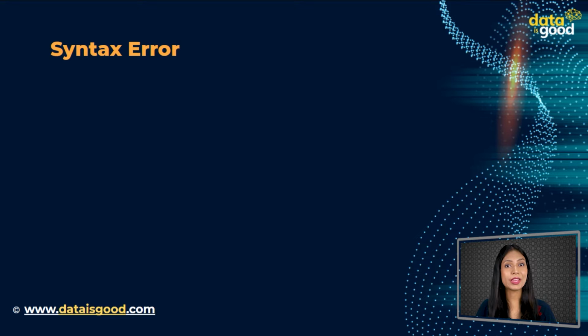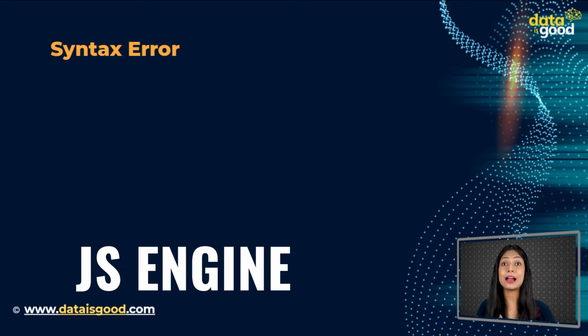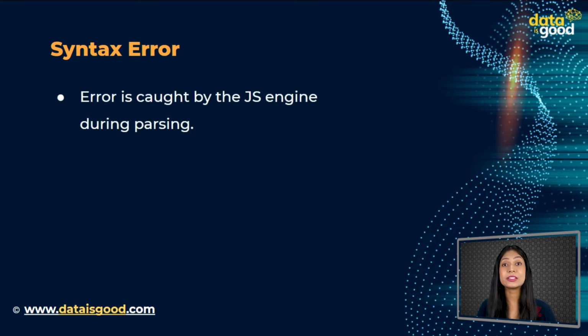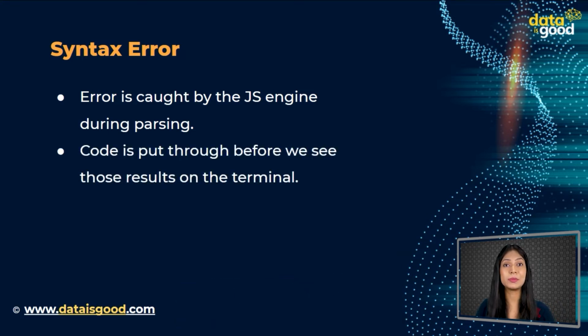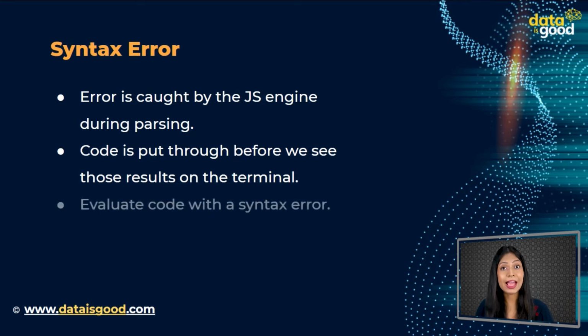The first type of error is syntax error. Well, this is the most common error that we encounter. This error occurs when we type code that the JS engine cannot understand. This error is caught by the JS engine during parsing. Now, there are different stages in the JS engine our code is put through before we see those results on the terminal. A syntax error is thrown if you try to evaluate code with a syntax error.